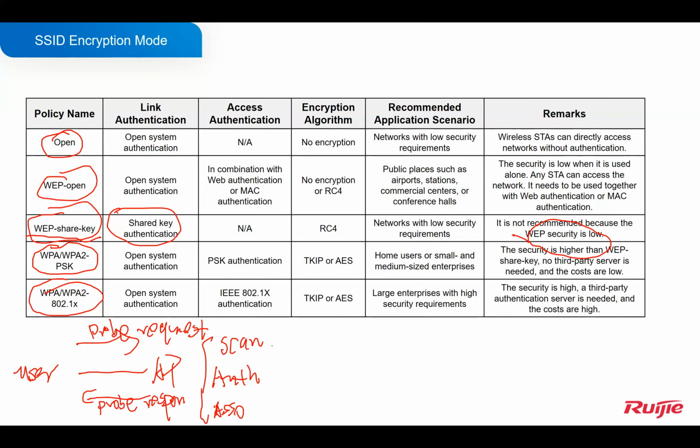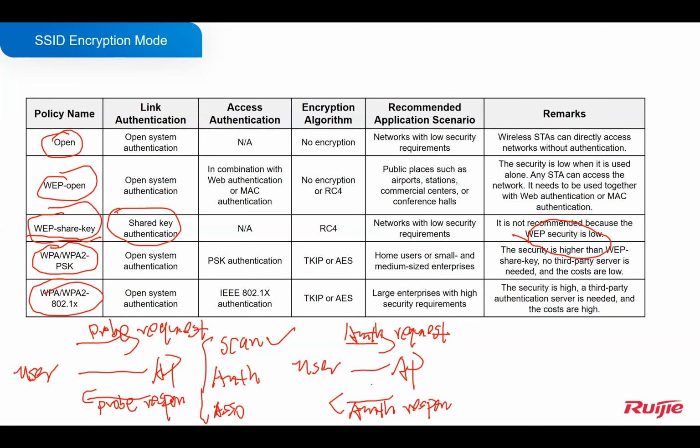And after the scan is successful, the second step is that we have to do the authentication. The user's device will send the authentication request to our AP, and our AP will answer with the authentication response to our user. So this is the second process.